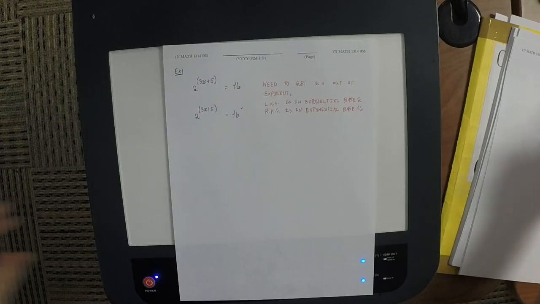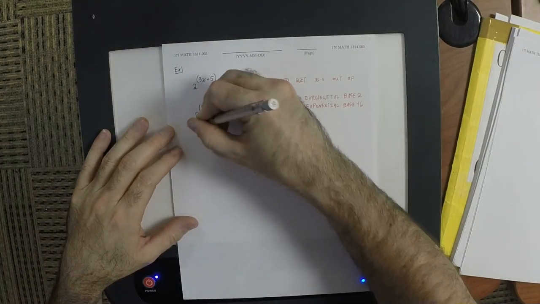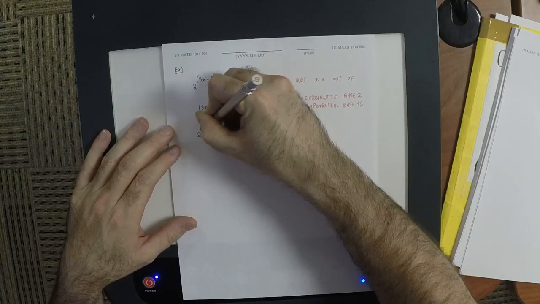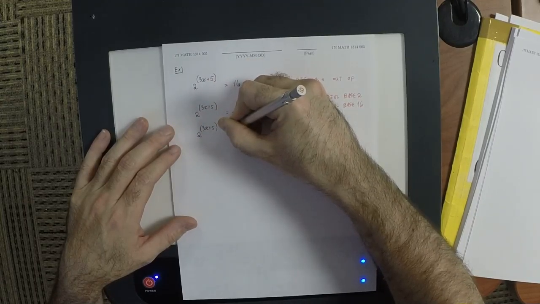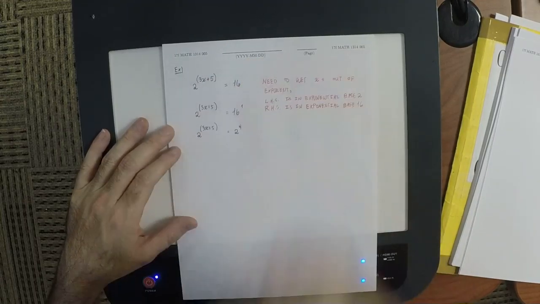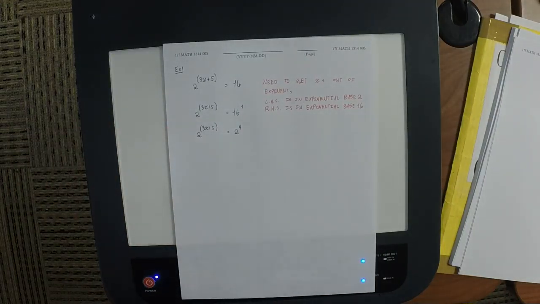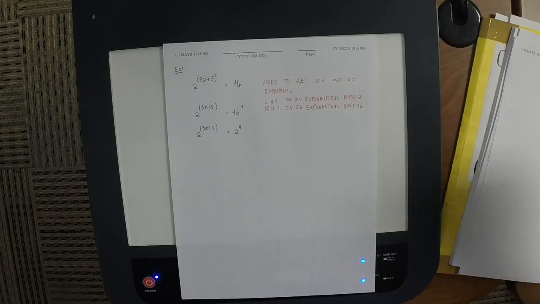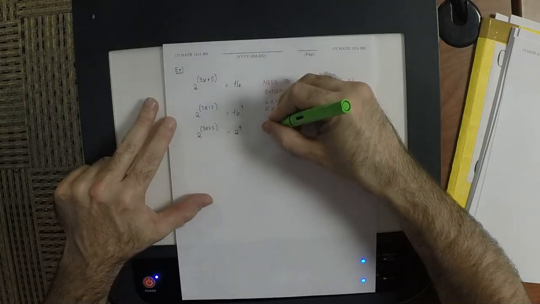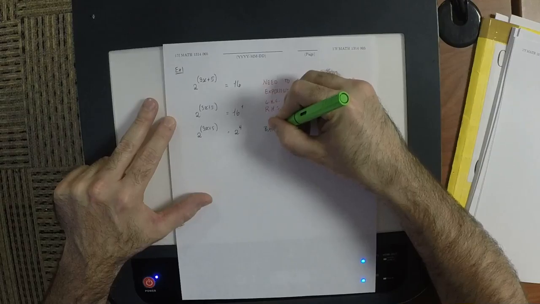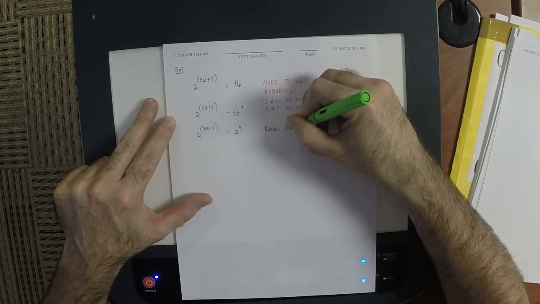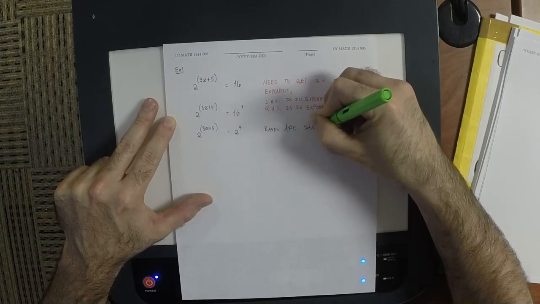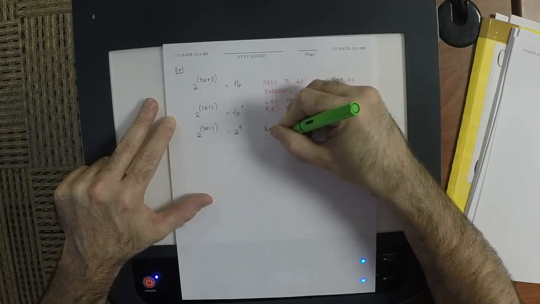Is it possible to represent 16 in exponential base 2? Yes. How? 2 to 4, right? So we could say that 2 to 3x plus 5 is 2 to 4. Can you see that now both sides are in exponential base 2? Now that we've accomplished that, because the bases are the same, what else must be the same? The exponents must be the same.